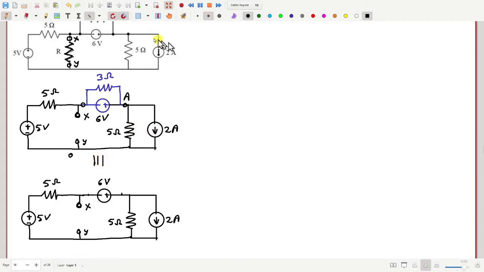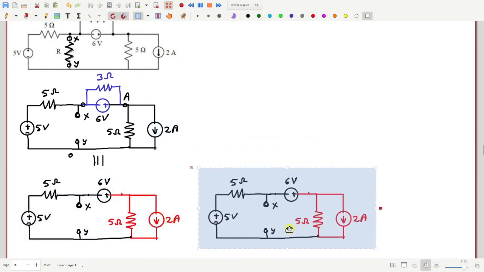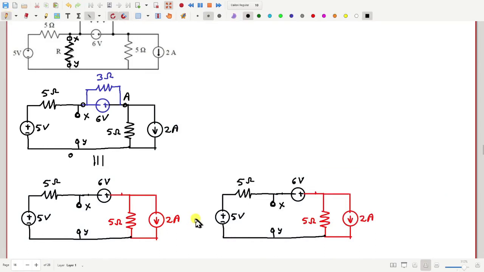Okay, next let us consider this portion which I have drawn in red. Now can you find the equivalent of this red portion? Yes, sir. 10 volt and 5 ohm in series. So that will be 10 volt, 5 into 2, 10 volt and 5 ohm in series, and this will be a 10 volt voltage source.